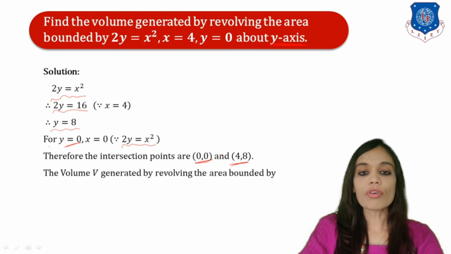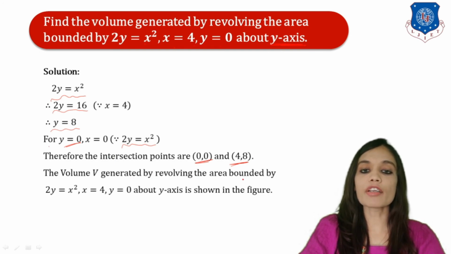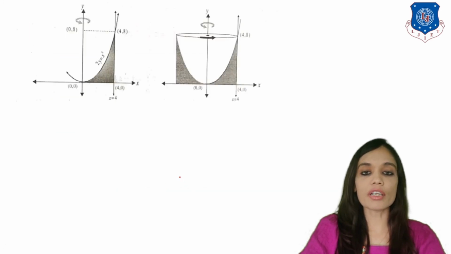Okay? So now the volume V generated by revolving the area bounded by 2y equals x squared, x equals 4, y equals 0 about the y-axis is shown in the figure, right? So firstly draw the curve 2y equals x squared, then draw the line x equals 4, right? And the points of intersection are what? (0, 0) and (4, 8), right? Now revolve this curve about the y-axis, okay?